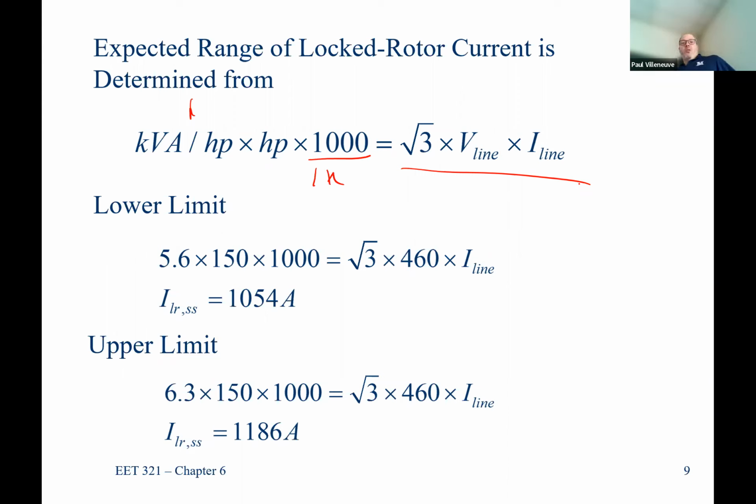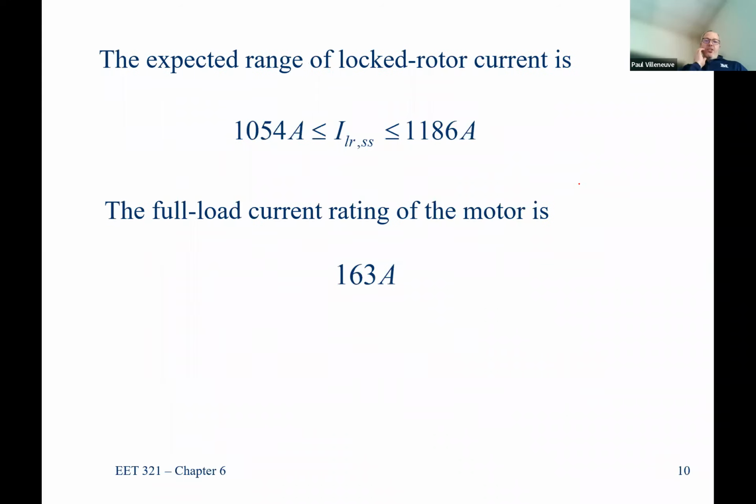Okay. So this is a pretty typical one, and you can take a look at the range. It's between 1,054 to 1,186. The rated current is 163. So you can do the percentage: 1,054 divided by 163, 1,186 divided by 163. Let's look at the percentages.